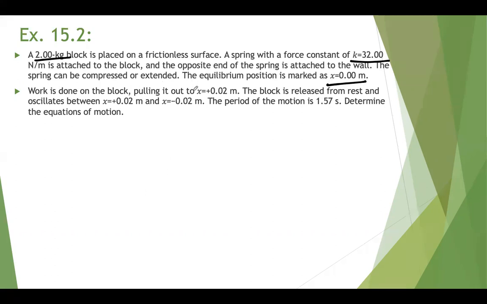Work is done on the block, pulling it out to x equals 0.02 meters. The block is released from rest and oscillates between x equals 0.02 meters and x equals negative 0.02 meters. The period of the motion is 1.57 seconds. Determine the equations of motion. Okay, so when it says equations of motion, you want to find x of t, v of t, and a of t, okay? You want to describe its entire motion.